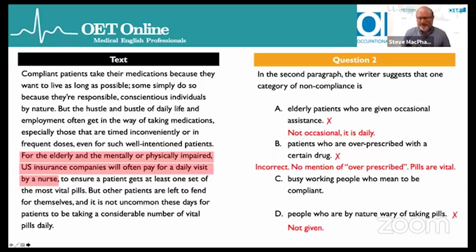And it's not C, people who are by nature wary of taking pills. Now, I'm sure that is a common reason of non-compliance. People are wary. This question is going to trap the person who didn't read the text, because it's a very tempting answer if you don't read the text, because some people are wary, hence they won't comply. But it's not something the writer suggests in this paragraph. So if we read the paragraph, we can rule that out.